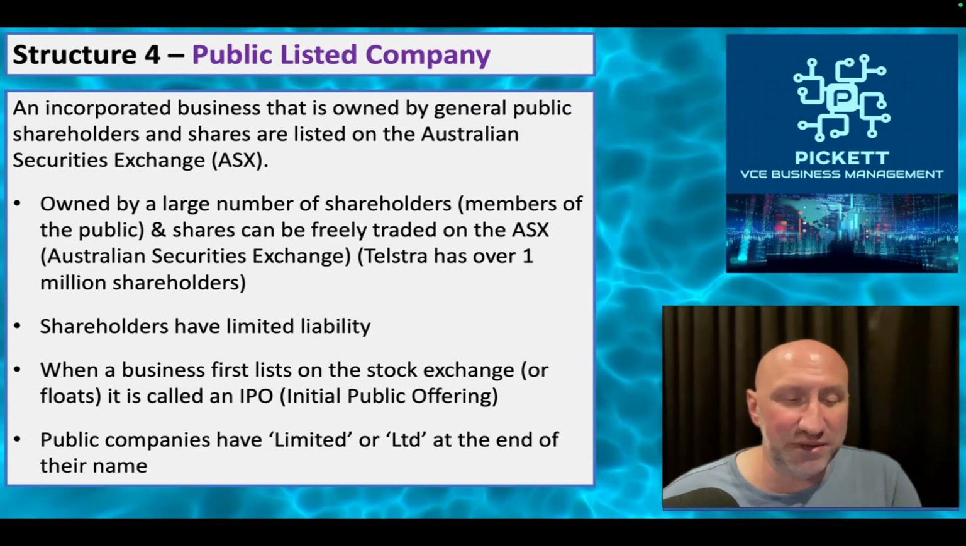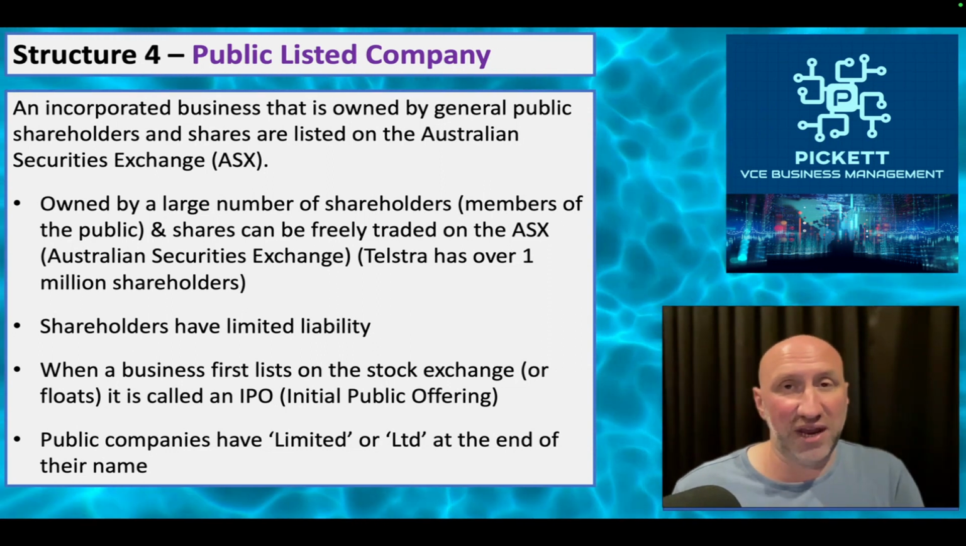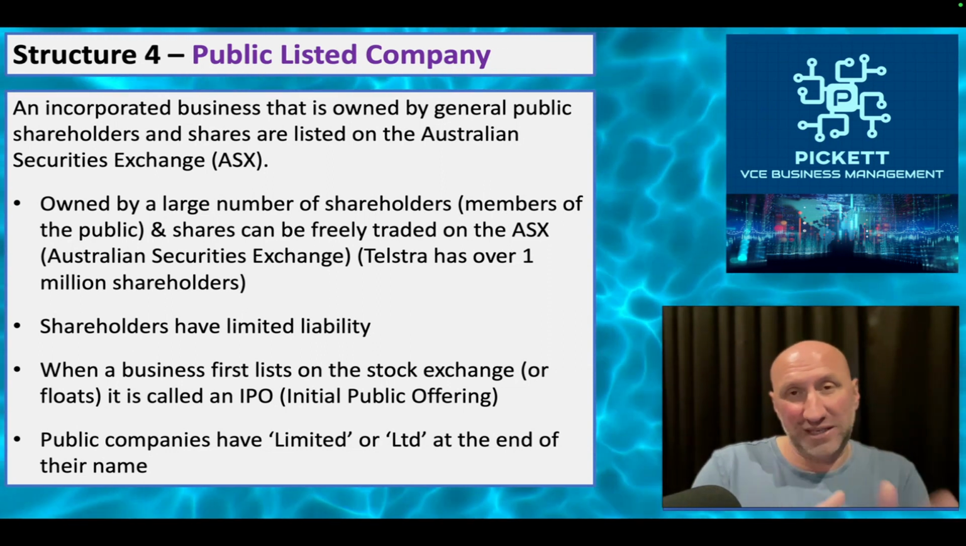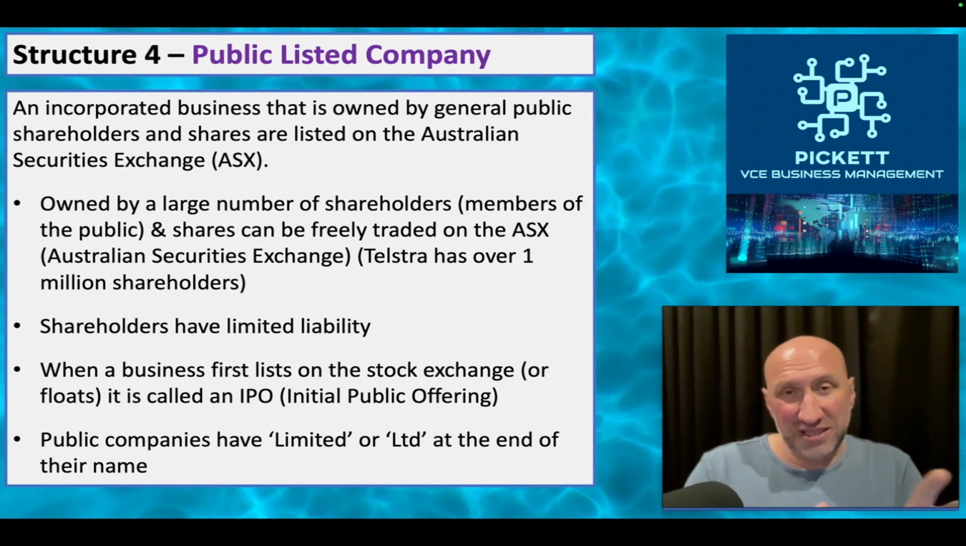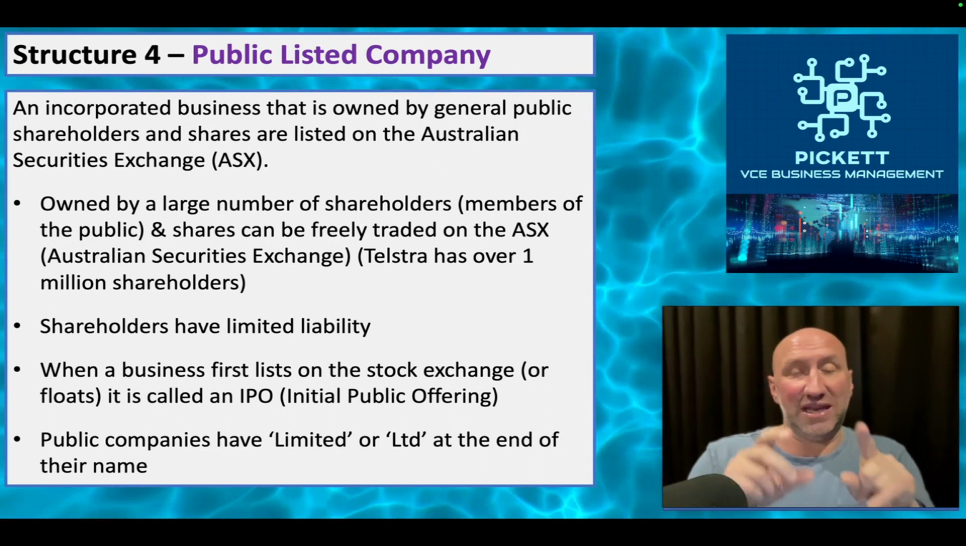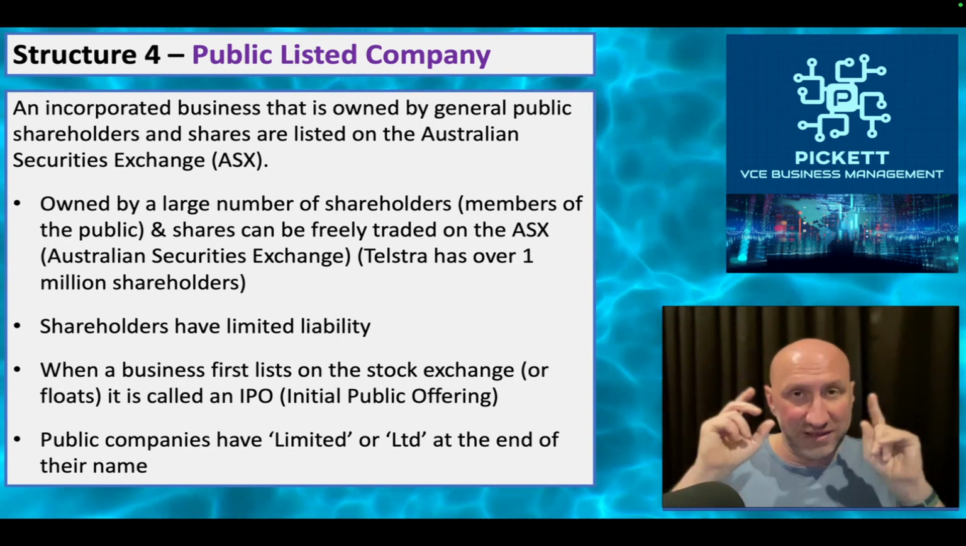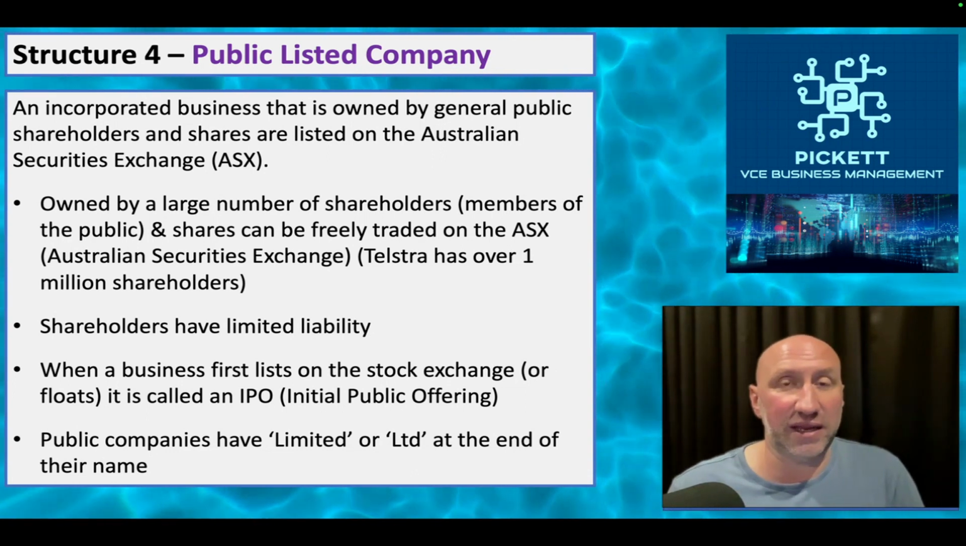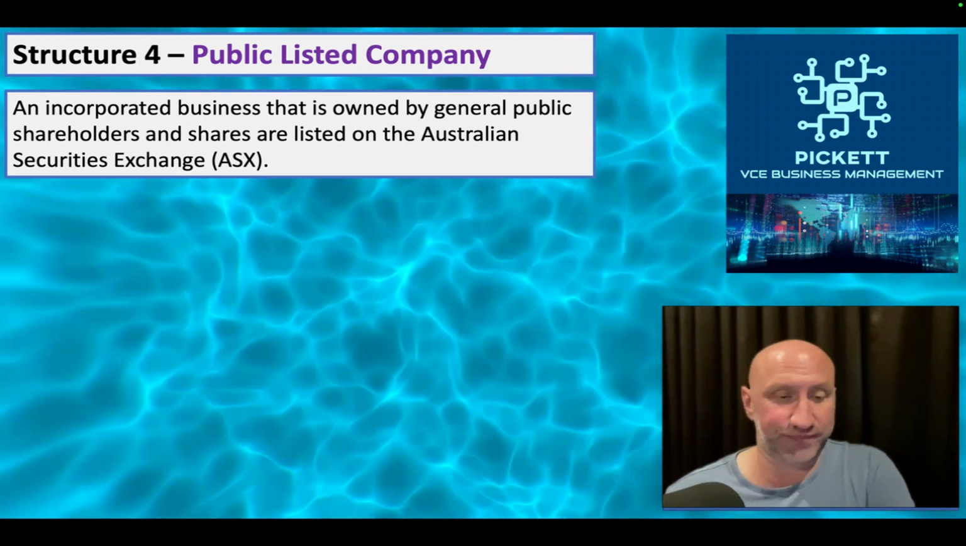Public companies have limited or LTD at the end of the name. So before we had proprietary limited or Pty Ltd, in case material, if the business just has limited or LTD at the end, again, that screams out that this is definitely a public listed company.